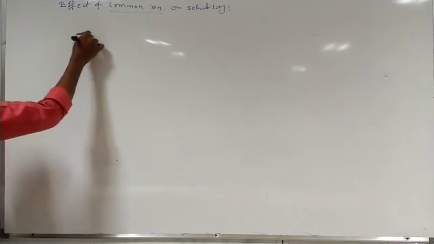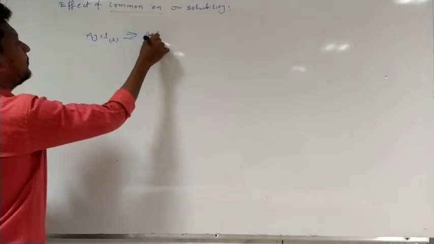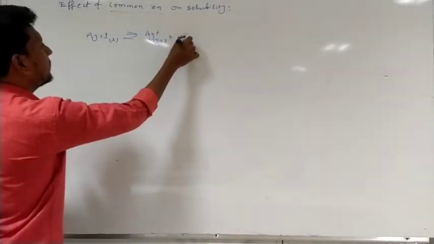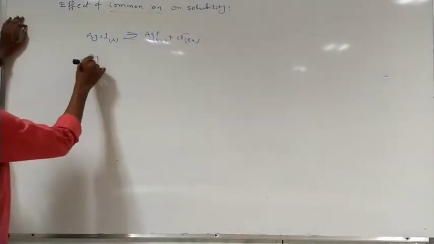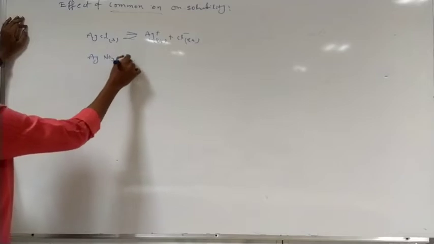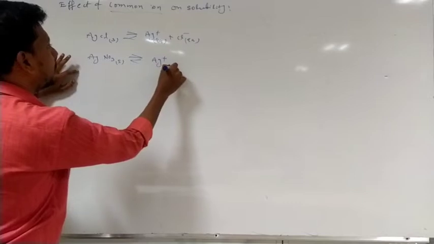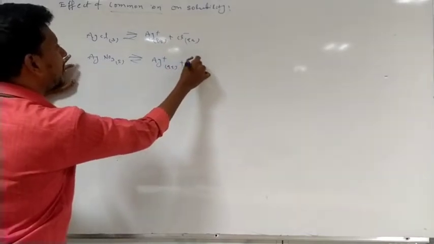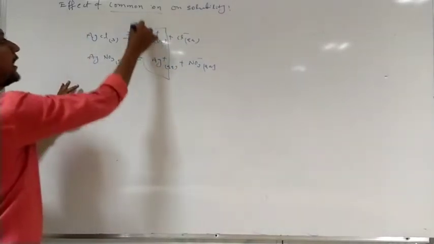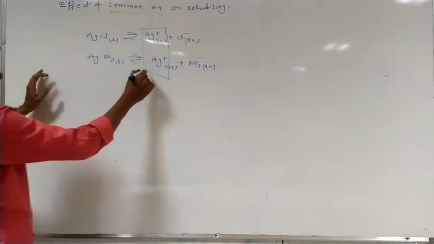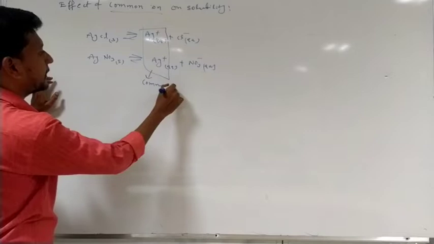Common ion means, for example, I am taking AgCl. This is a solid, undergoes dissociation to form Ag+ aqueous plus Cl- aqueous. Now here I am taking another equation: AgNO3 solid. It will undergo dissociation to form Ag+ aqueous plus NO3- aqueous. In both reactions, this ion, Ag+, is common. Okay? This is considered as a common ion.